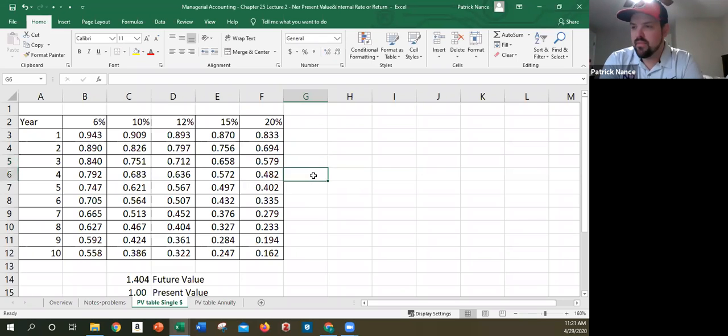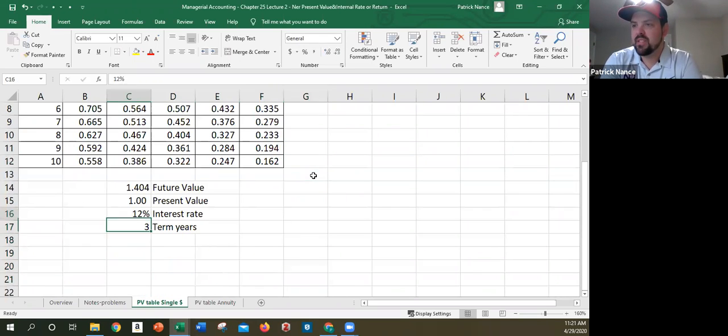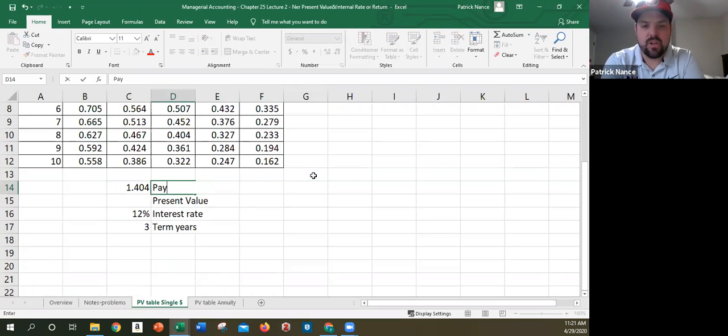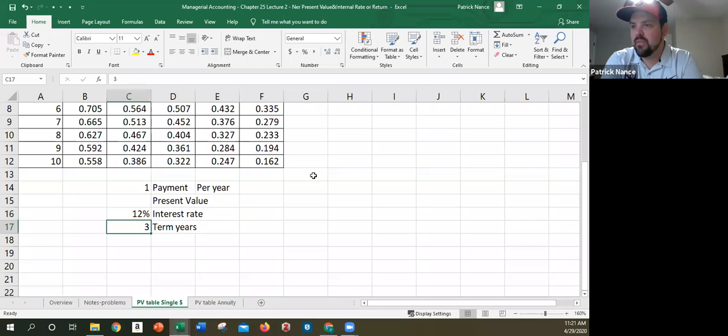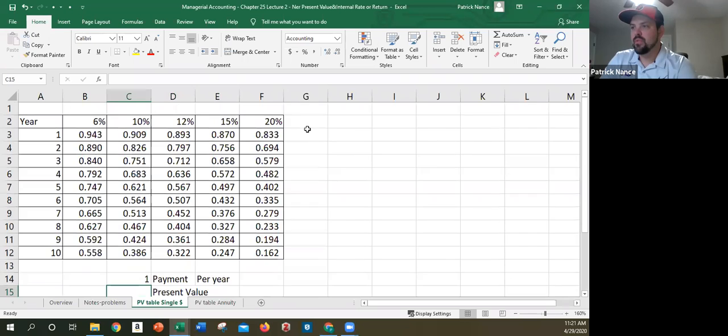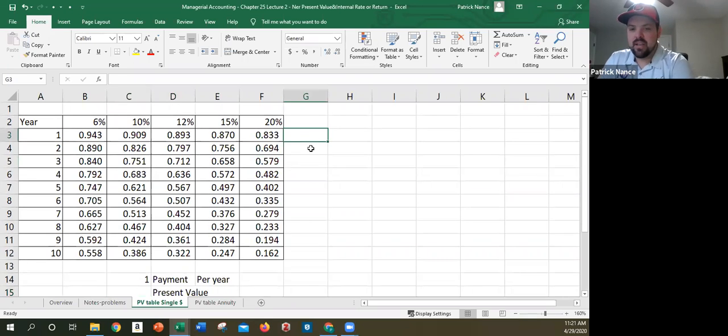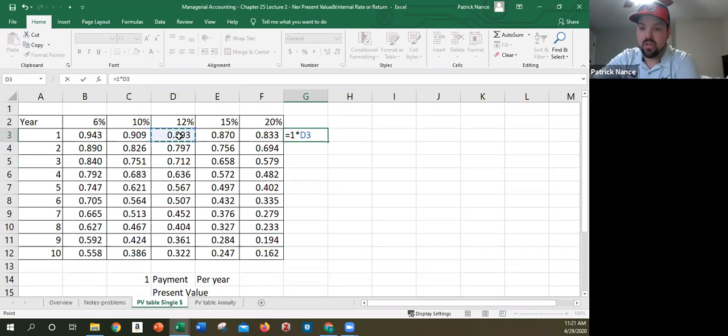I'm still looking for the present value. If instead of this being a future value, this would be called a payment of $1, and this is per year, and an interest rate of 12%, and let's do 5 years this time. To find the present value, all I would need to do is take $1 times year 1. That would be the present value of my first payment in year 1.